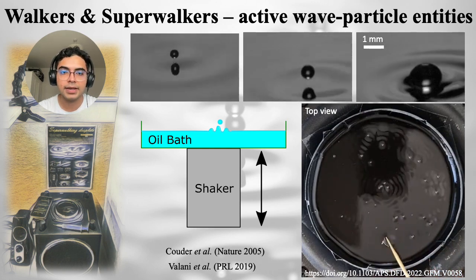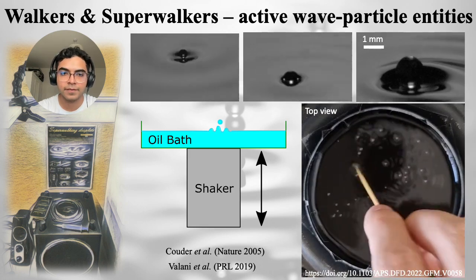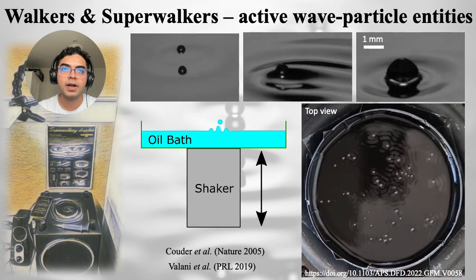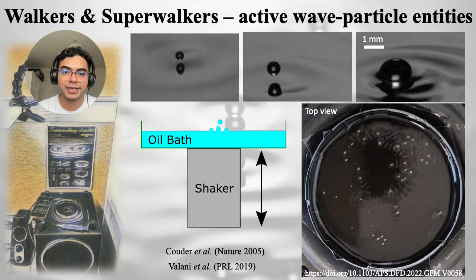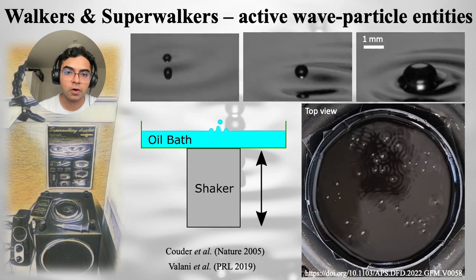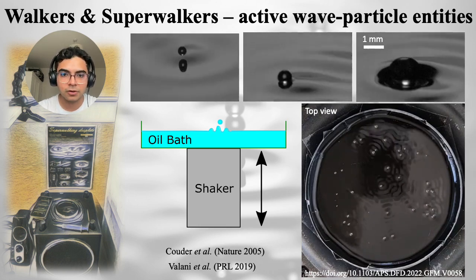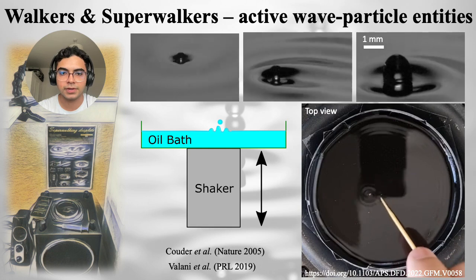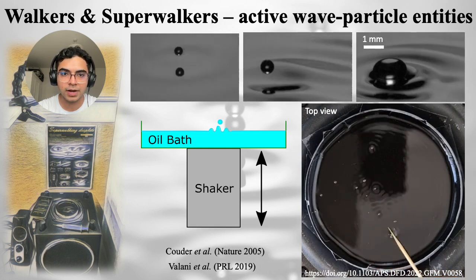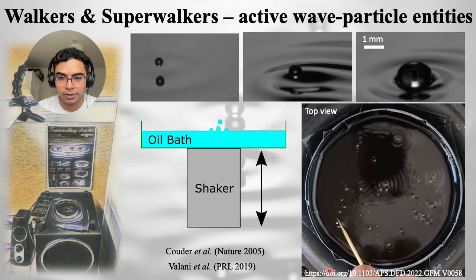And then lastly, these droplets are active in the sense of active particles and active matter. The droplets locally extract energy from the vibrating bath and convert it into directed motion. Hence we call these active wave particle entities. Now these droplets are quite easy to produce in simple experiments. If you'd like to make a setup yourself, you can have a look at this link on the bottom right corner.